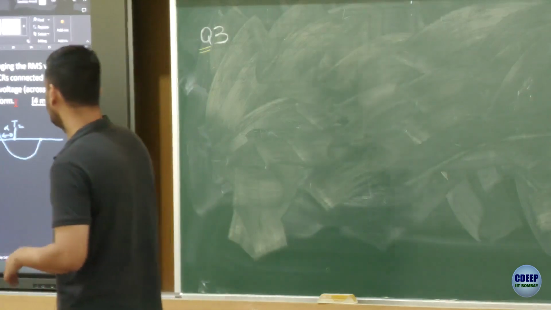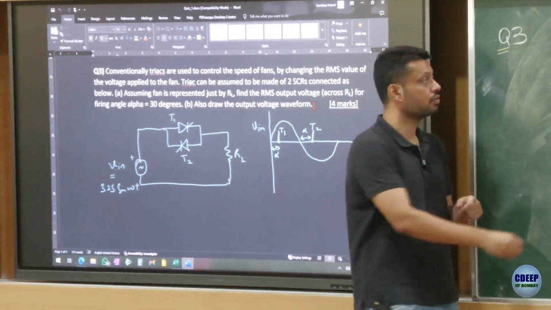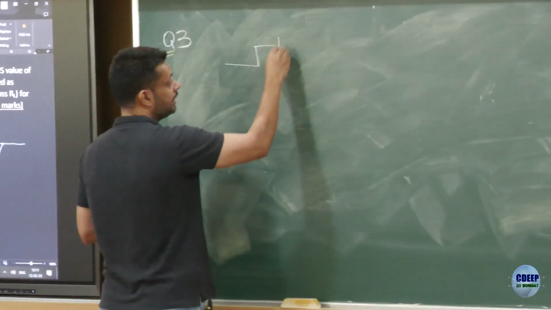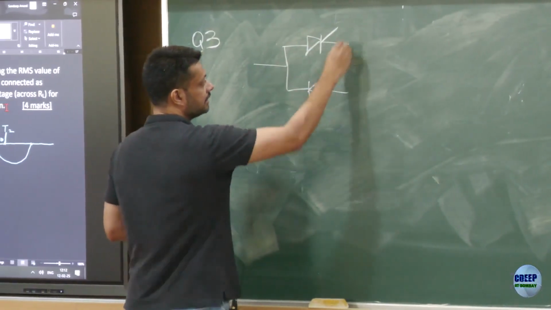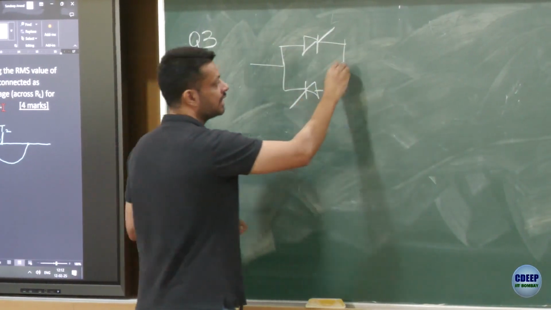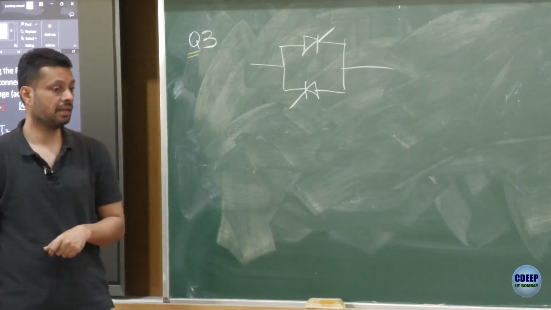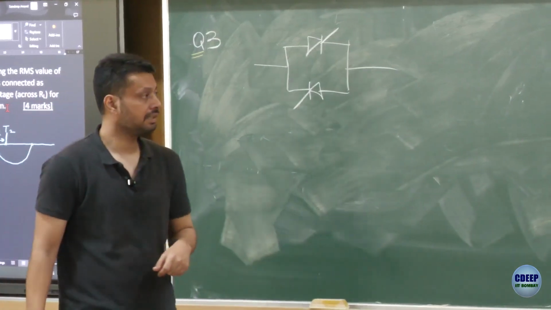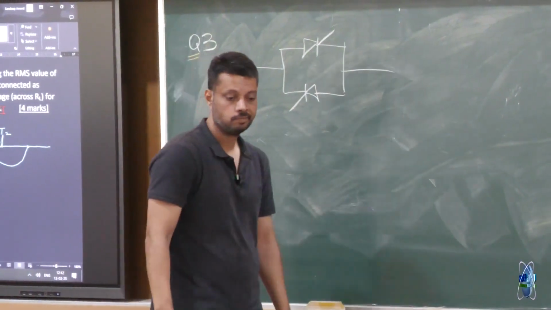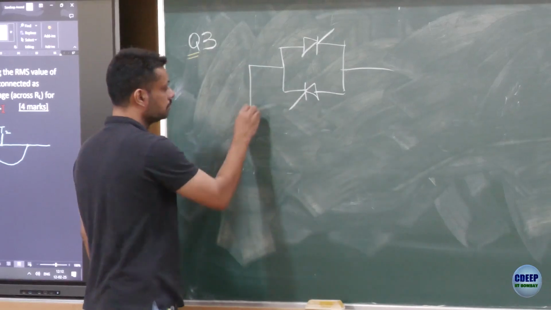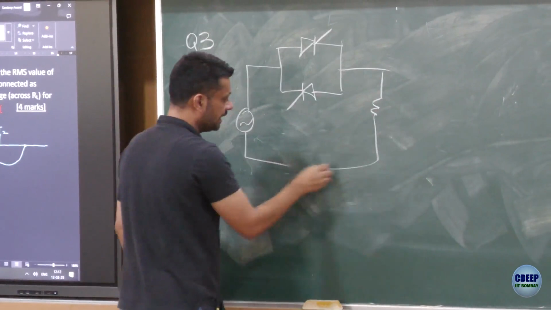The third option is you use semiconductor devices like this arrangement, which in this drawing you look at as two thyristors, but in reality this is a single device called a triac, right? A single device called a triac, and that's the question. What is given to you is the firing angle.